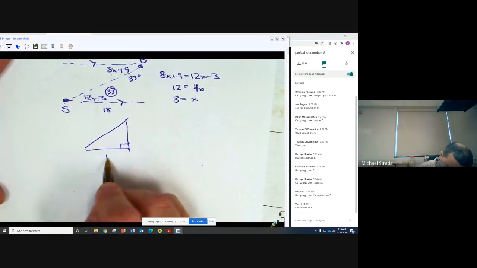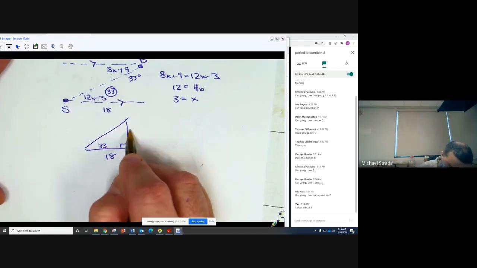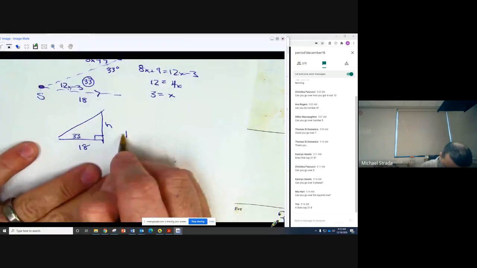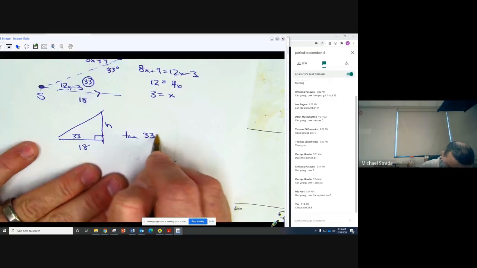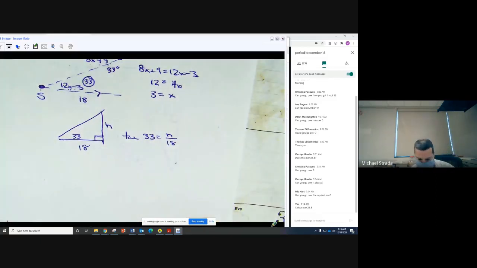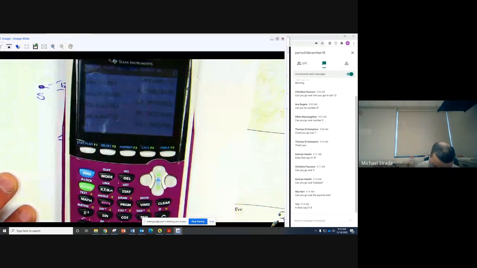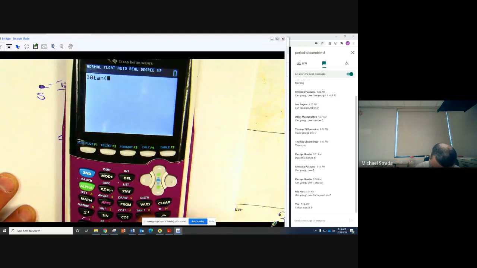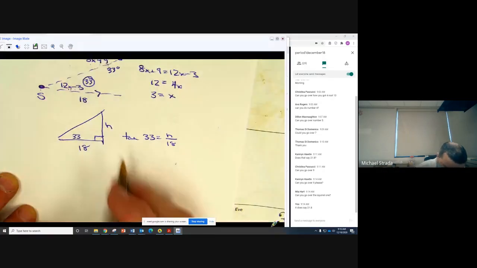So now the squirrel's 18 away, and this is 33 degrees. We're trying to find the height. That looks like tangent. So tangent 33 equals h over 18. To get rid of the division by 18, we're going to multiply by 18. So now I have 18 tangent 33, and I get 11.68.